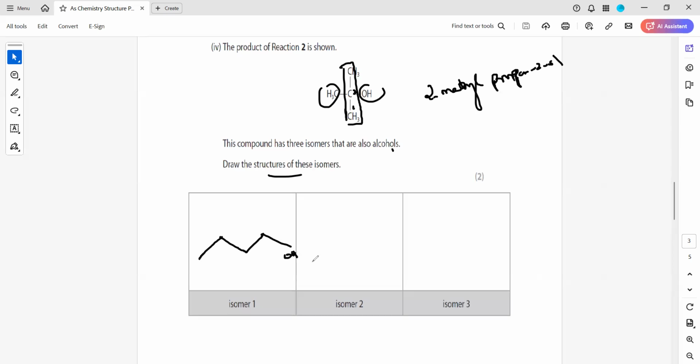That is one isomer. Then I just change the position because I need 4 carbon atoms. So 1, 2, 3, 4, and OH is attached to the second carbon. That is another isomer. Or you can use this as your second carbon. So that is a second isomer. Then you can have, because here the OH in the branch is attached with the same.